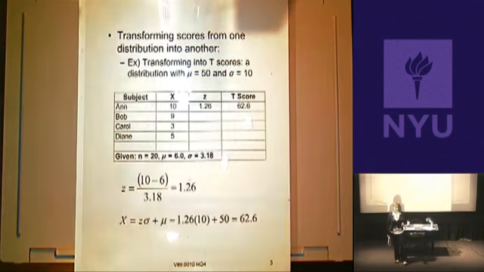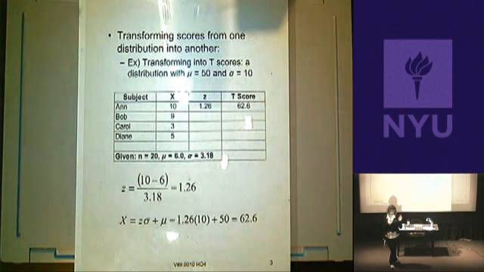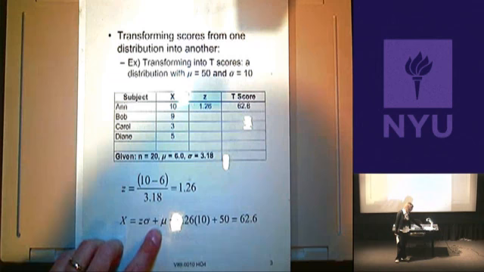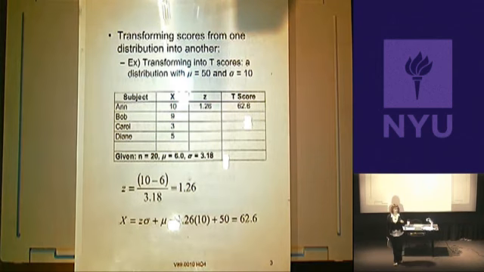Good. Now, if I want to transform it into my new distribution with a mean of 50 and a standard deviation of 10, I just use the other formula. She's 1.26 standard deviations above the mean. What's the standard deviation in the new distribution? 10. So it's 1.26 times 10 plus the new mean of 50. That's where we get the 62.6 from.